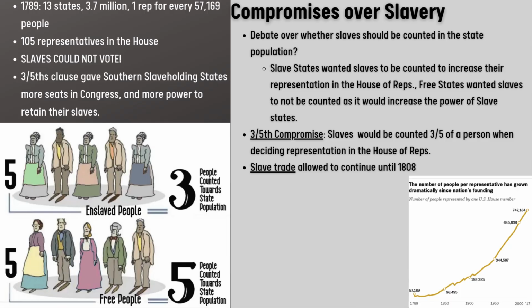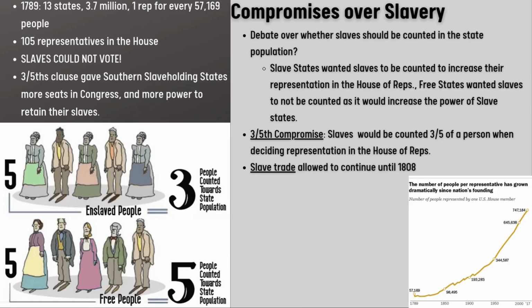Now, the result, the Three-Fifths Compromise: slaves would be counted as three-fifths of a person for representation purposes. It was a compromise that allowed slaveholding states to gain more seats in Congress, despite the fact that slaves could not vote. Another key point, the slave trade was permitted to continue until 1808.